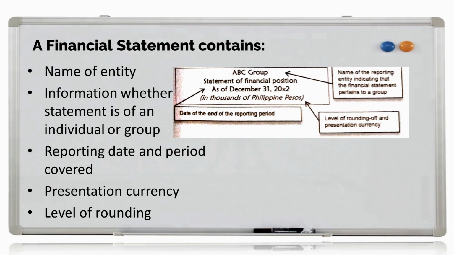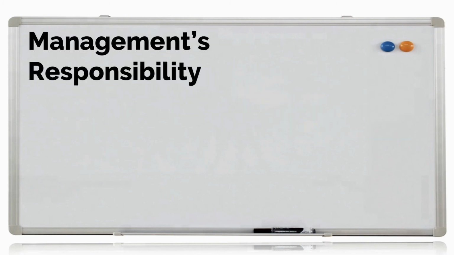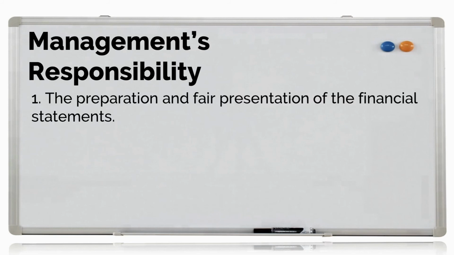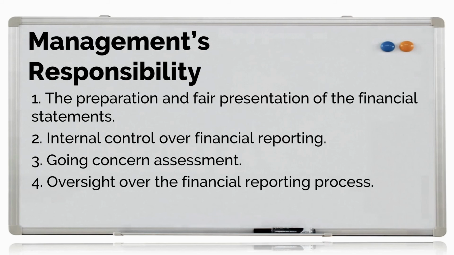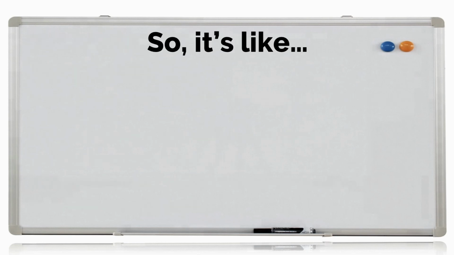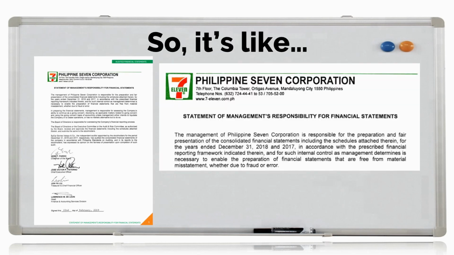The management is responsible for an entity's financial statements. The responsibility encompasses, first, the preparation and fair presentation of the financial statements. Second, internal control over financial reporting. Third, going concern assessment. Fourth, oversight over the financial reporting process. And fifth, review and approval. The responsibilities are expressly stated in a document which is called Statement of Management's Responsibility for Financial Statements.